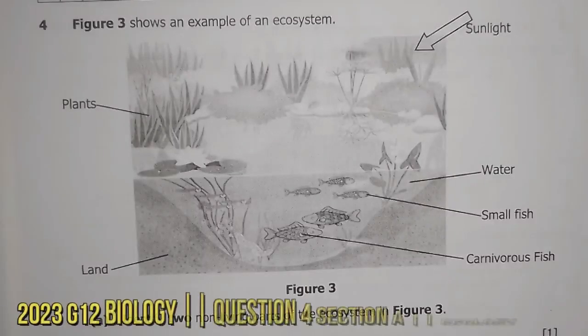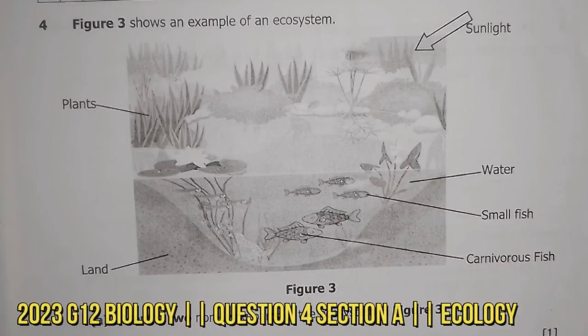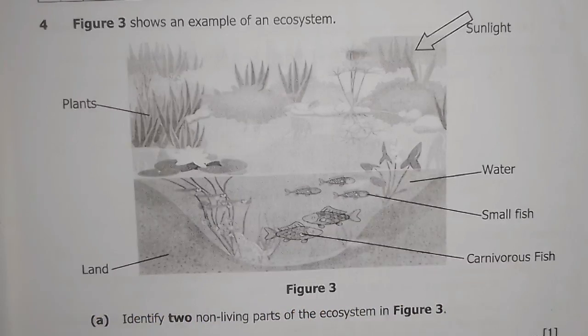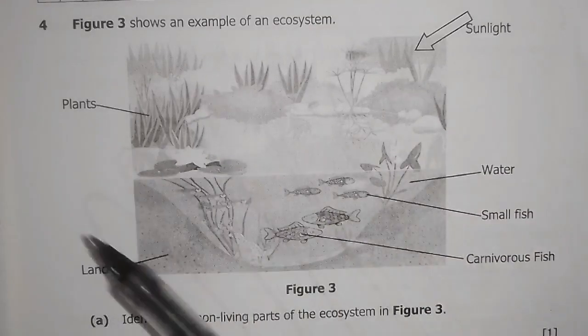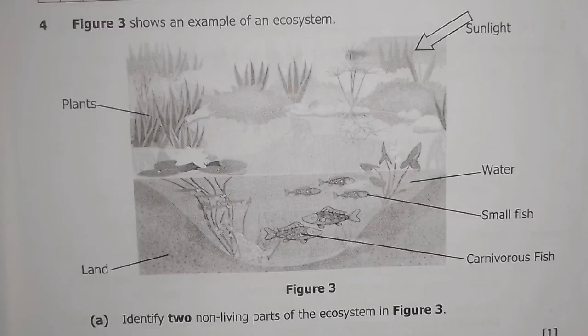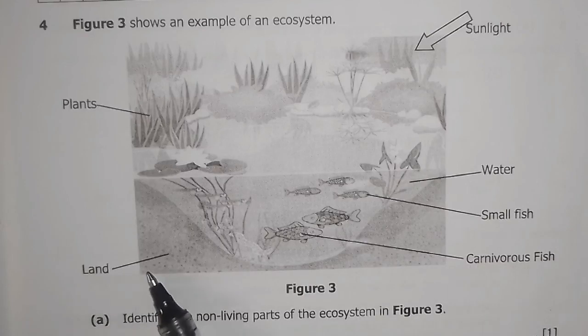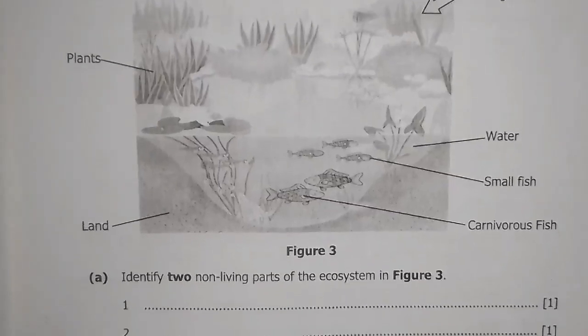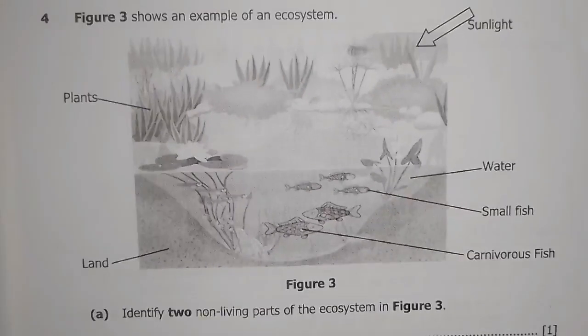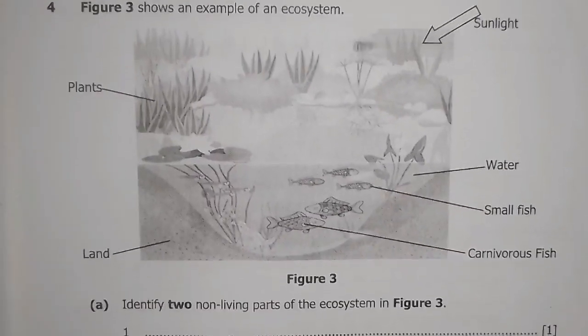So now question 4, we are looking at ecology. Part 4 says, figure 3 shows an example of an ecosystem. So you can see that we have different parts that are forming the ecosystem. So we've got the water, we've got the small fish, we've got the carnivorous fish, we've got the land, we've got the plants and sunlight. So those are part of the ecosystem in this diagram.